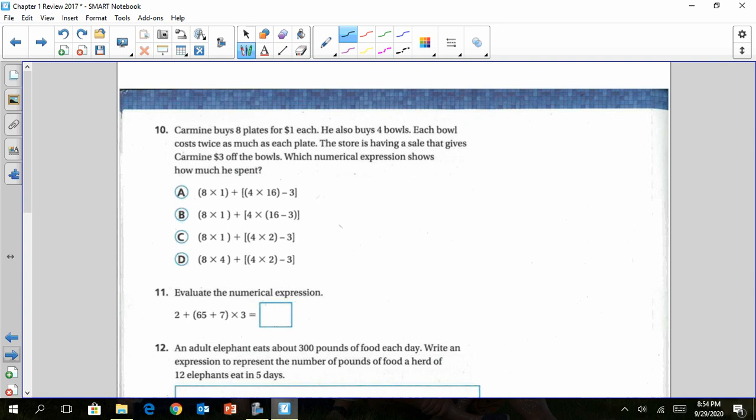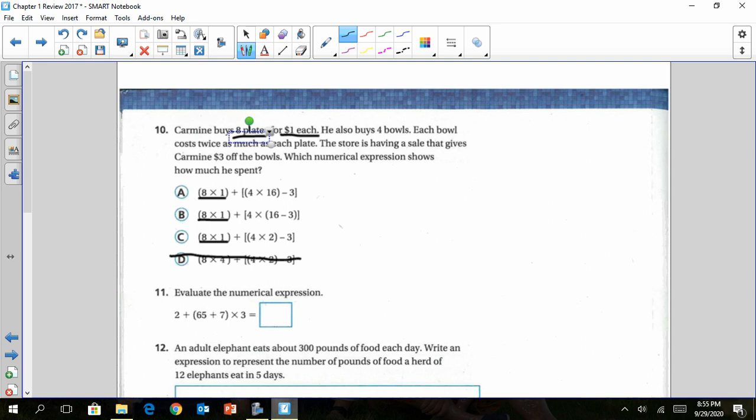So we want to go back through here and set this expression up that solves the problem here. So first, we know he buys 8 plates and each plate is $1. So we know that's going to be 8 times 1. So letters A, B, and C have 8 times $1. D does not follow that, so we're going to go ahead and eliminate that right now.